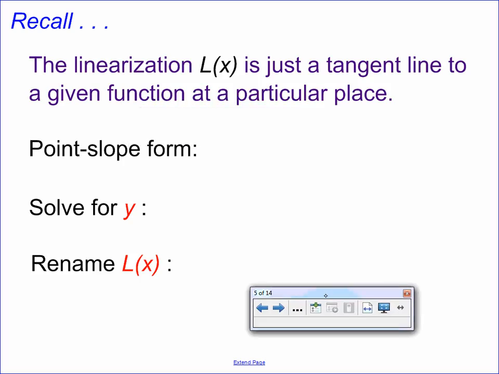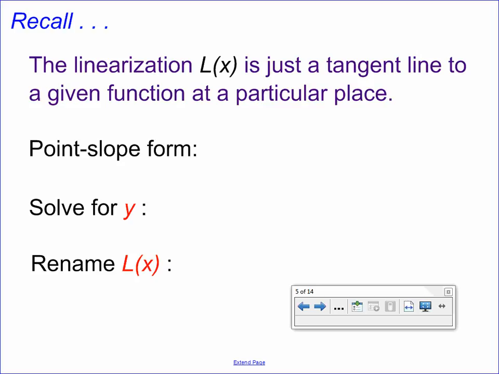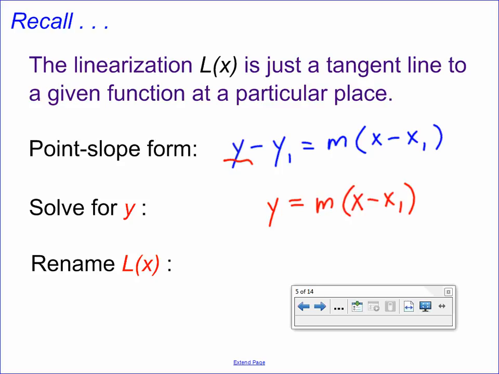So a linearization is just a tangent line to a given function at a particular place, like the warm-up. So let's start with our point slope form, solve it for y, and then we'll rename it L of x to show that we're using a linearization for a given function. So point slope form with letters is y minus y sub 1 equals slope m times the quantity x minus x sub 1. If we were to solve this for y, we could do so in one step simply by adding over the y sub 1. We'll leave this as quantity x minus x sub 1 in parentheses. So y equals m times quantity x minus x sub 1 plus y sub 1.